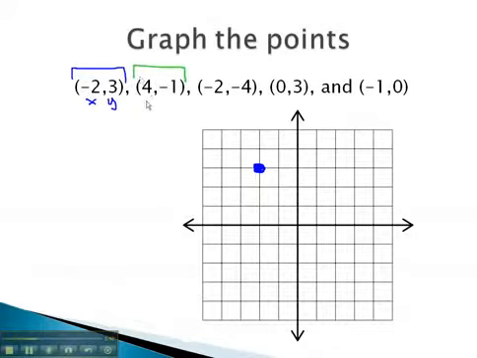Similarly, (4, -1) is 4 on the x, -1 on the y. 4 to the right and 1 down. The next point is (-2, -4). -2 on the x and -4 on the y to get our point.